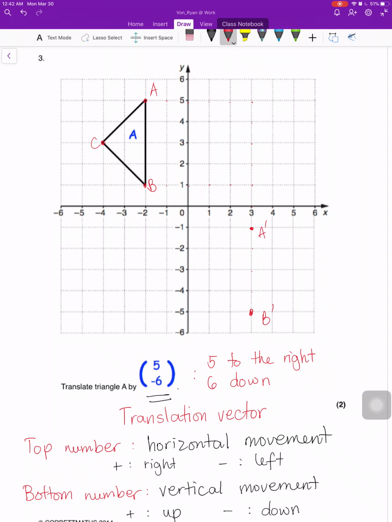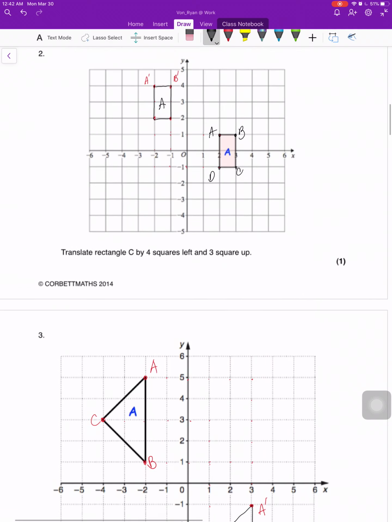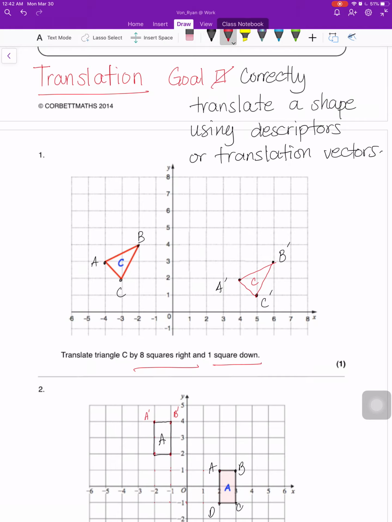C, okay, 5 to the right. 1, 2, 3, 4, 5. 1, 2, 3, 4, 5, 6. And we connect the dots. Oh, I forgot to name that C prime. And now that's a translated shape. And that's how you translate shapes using descriptors and translation vectors. Feel free to pause the video at different parts so you can take down notes.